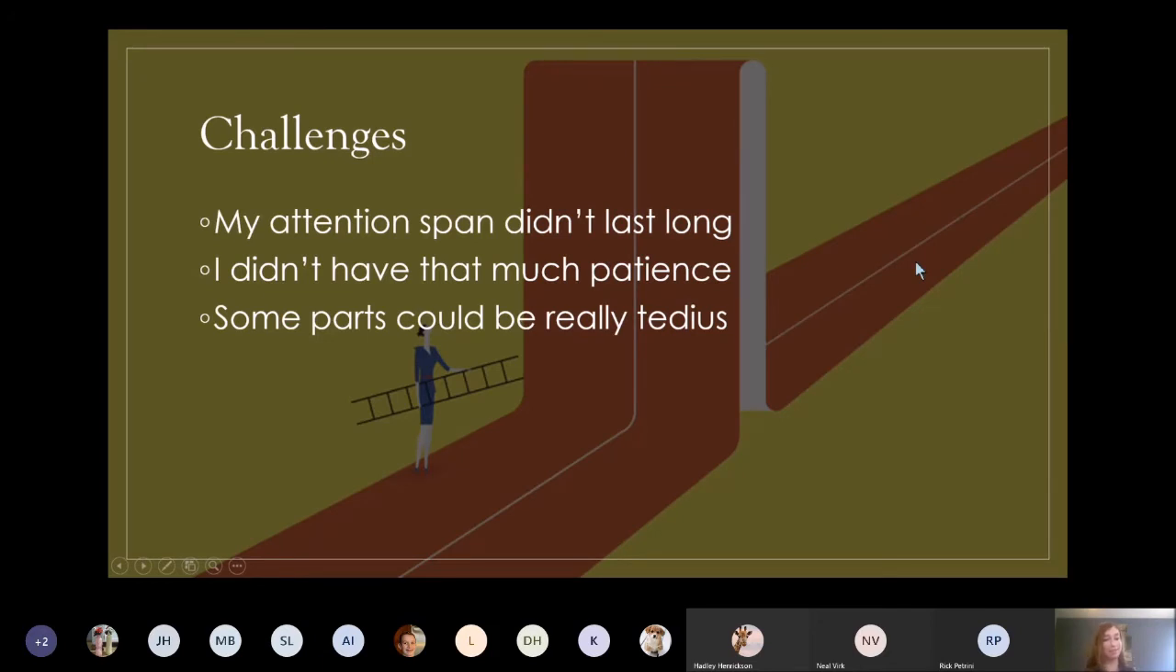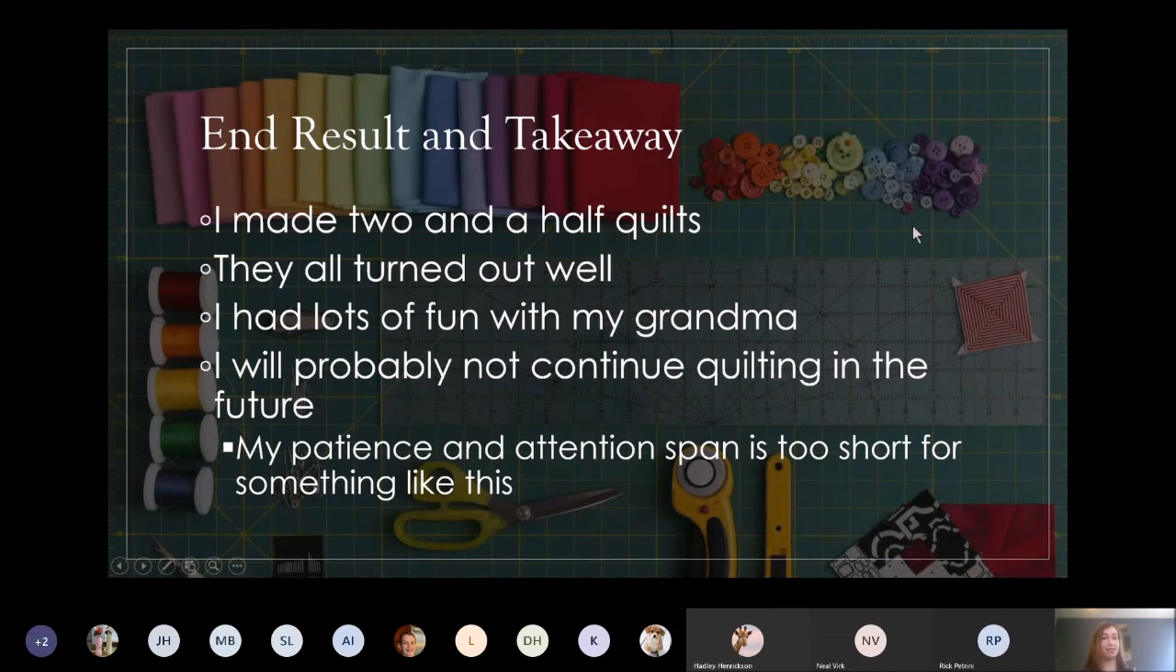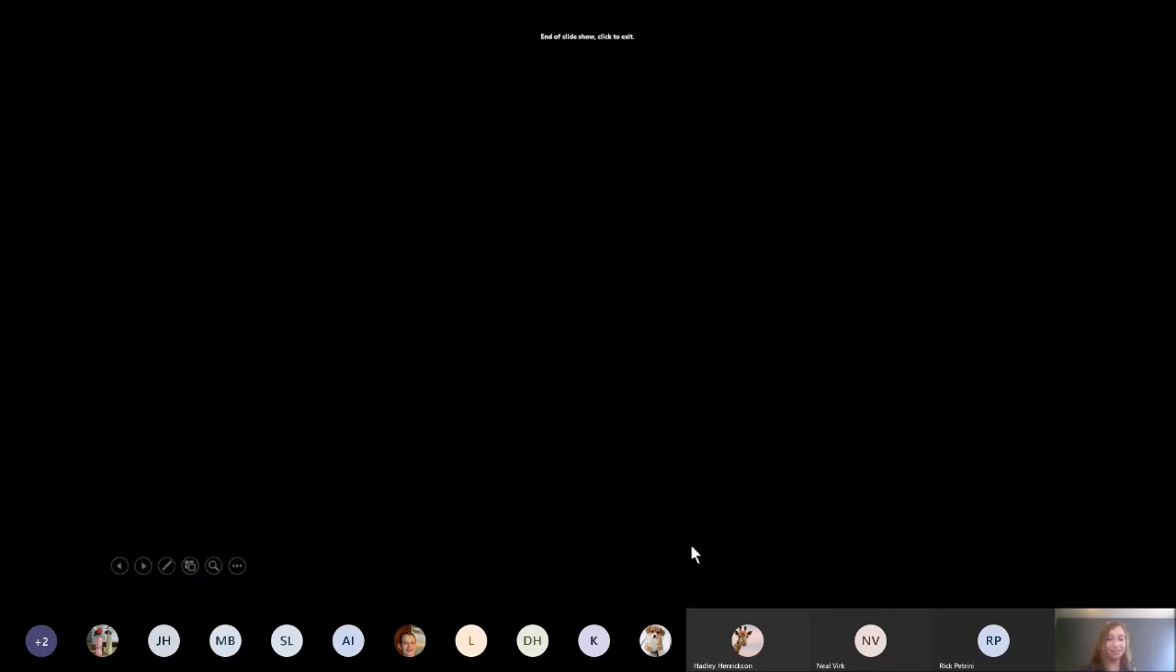So my challenge is that my attention span didn't last too long and I didn't have that much patience, because some parts could be really tedious and take hours upon hours. In the end, I made 2.5 quilts, and they all turned out pretty well. I did have lots of fun with my grandma, but I'll probably not continue this in the future because my patience and attention span is way too short for something like this. Thank you.